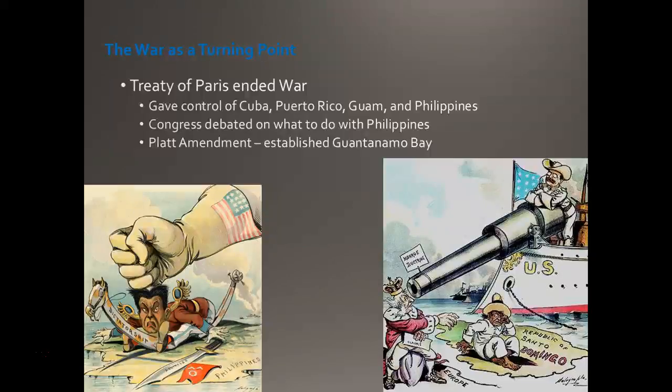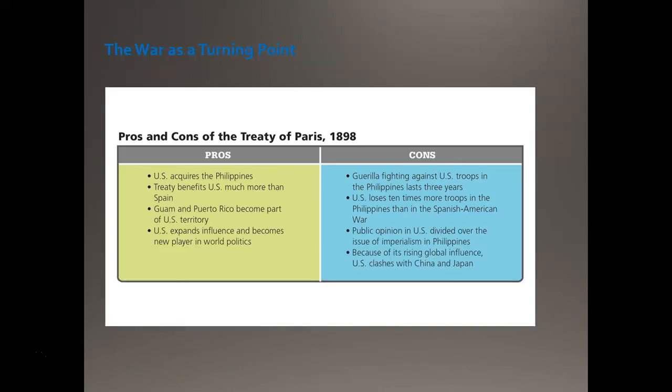During the Platt Amendment, basically we turned some of the control back over to the Cuban government. Also, we established Guantanamo Bay, which is still controlled by the U.S. from that Platt Amendment. And some of the pros of the Treaty of Paris: we acquired the Philippines, which was definitely in our favor. We did win the war, so it was written in our favor more than Spain's. Guam and Puerto Rico became a part of our territory and still remain there today.